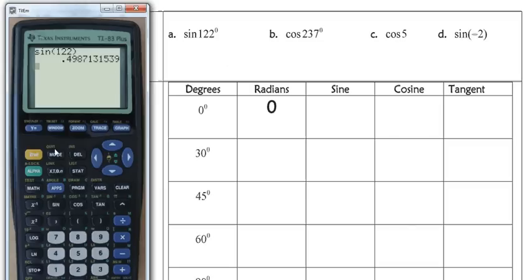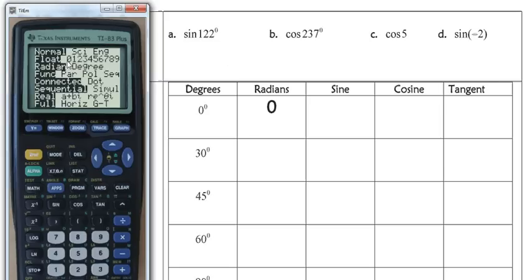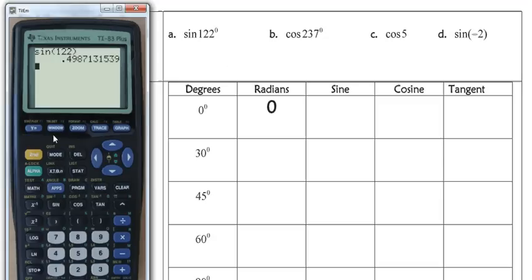And so I realized that, hey, let's go to mode, and we need to make sure we're in degrees. Right now we're in radians, but I put in 122 degrees. So switch that over in mode. Now we're in degrees, and let's try that again. So sine of 122 degrees. What's that give us? There we go. That's a better answer. 0.480.